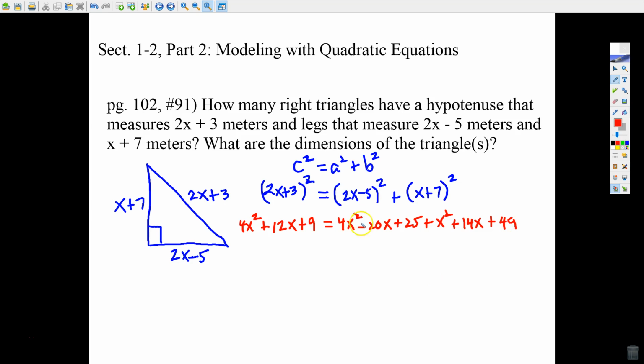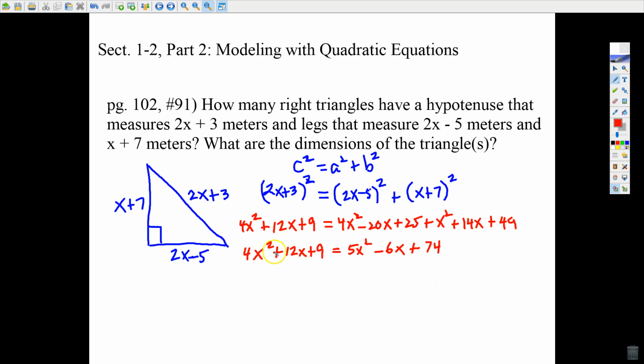All right, so now it's cleanup time. The left side I'm just going to repeat. Just going to bring it down, and then I'm going to combine like terms on the right. So 4 plus 1x squared is 5x squared. And negative 20x plus 14x is negative 6x. And 25 plus 49 is 74.